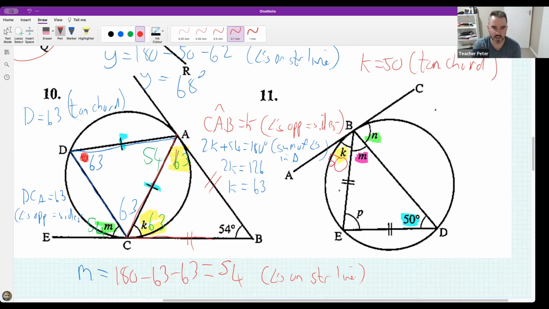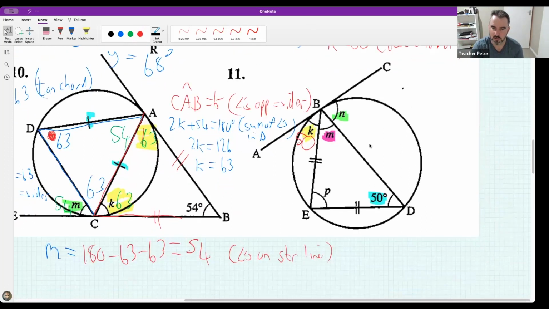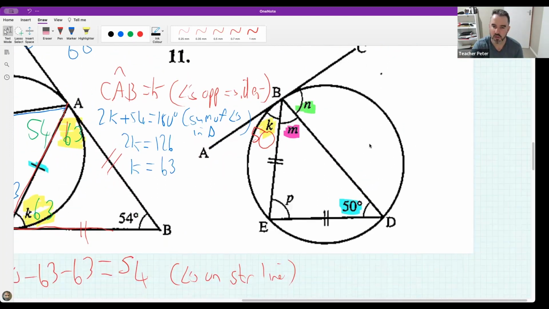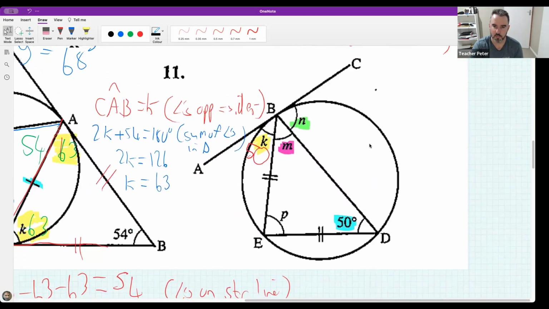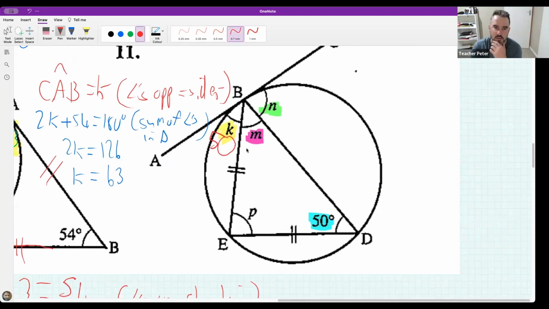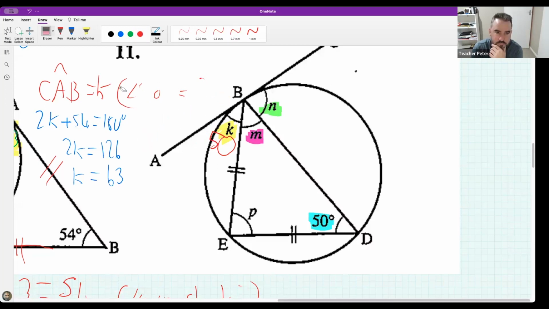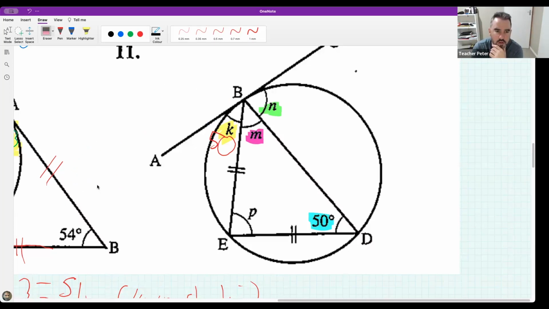What's the next one I get after that? I'm going to zoom in on this, just so it gets a bit more focus. So we know that that is 50. All right, now, what are we going to go for next?